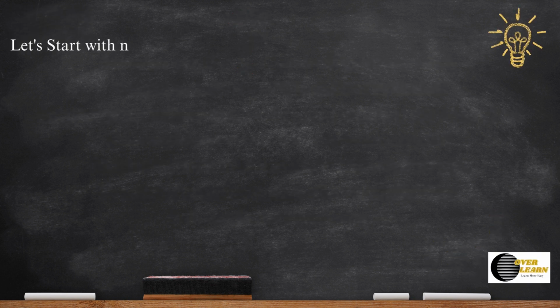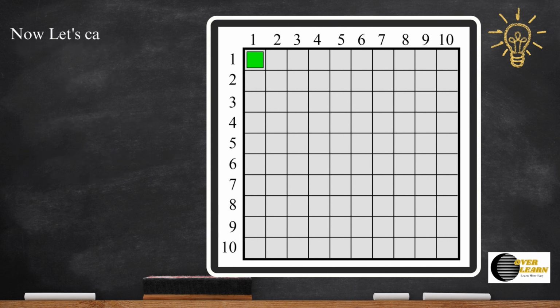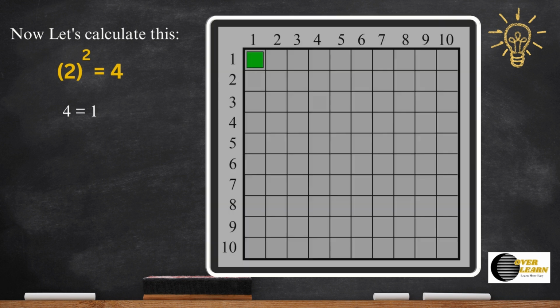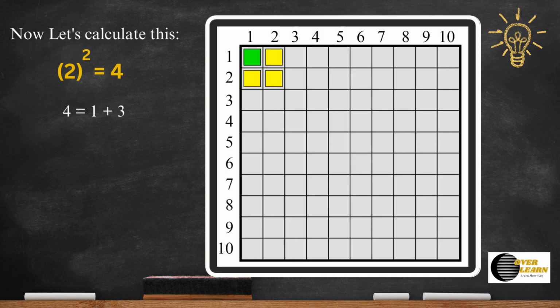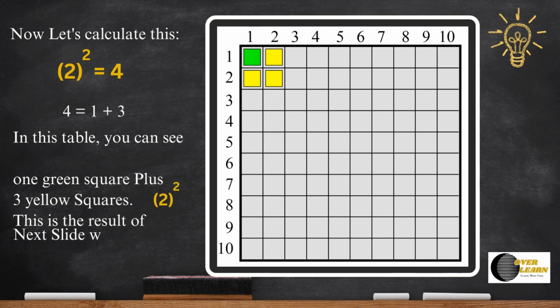Let's start with number 1. 1 power 2 is equal to 1. Look at this table. In this table, you can see one green square. Now, let's calculate this. 2 power 2 is equal to 4. And 4 is equal to 1 plus 3. In this table, you can see one green square plus 3 yellow squares. This is the result of 2 power 2. Next slide will be more fun.